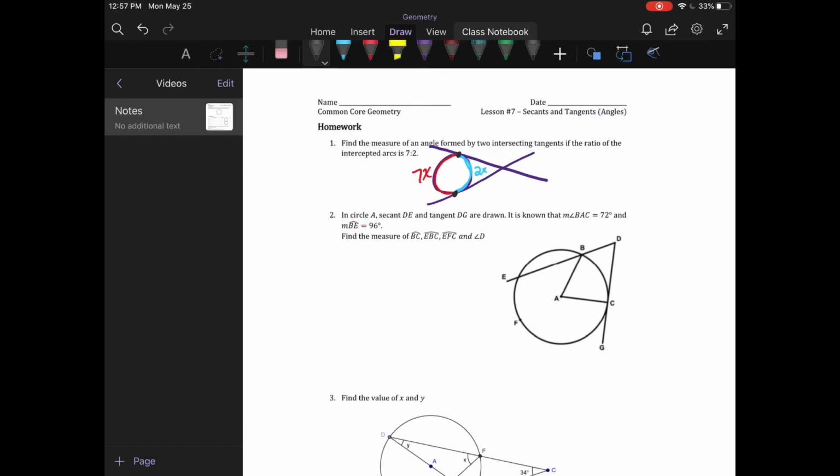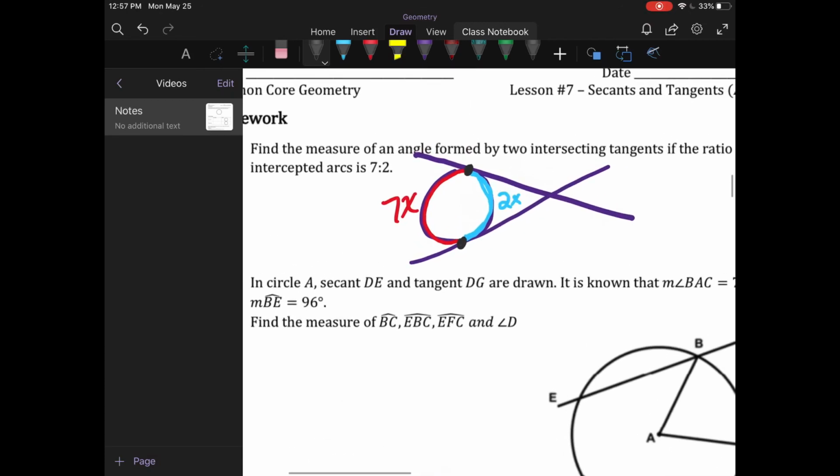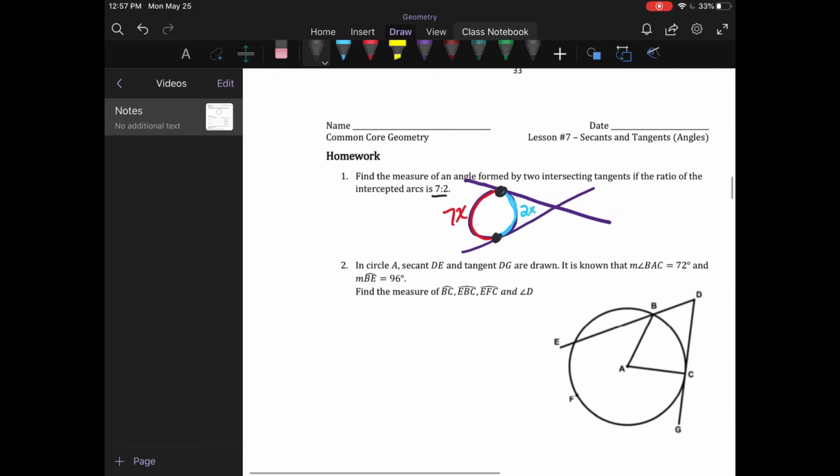The last thing I wanted to mention for this is for the homework, the first one, it tells you that you have 2 tangents. So that means it's going to look like this, where they both cross at one point right here. And it says that the ratio of the arcs is 7:2. So that's what it's going to look like. You're going to have 7x and 2x.